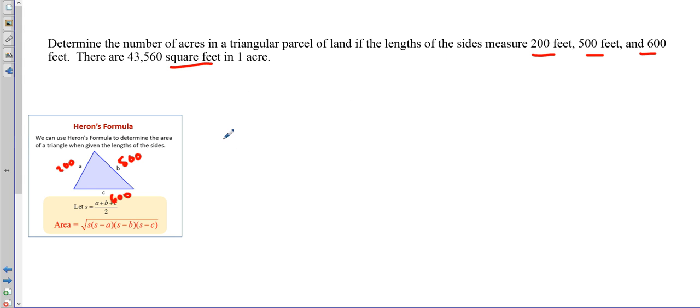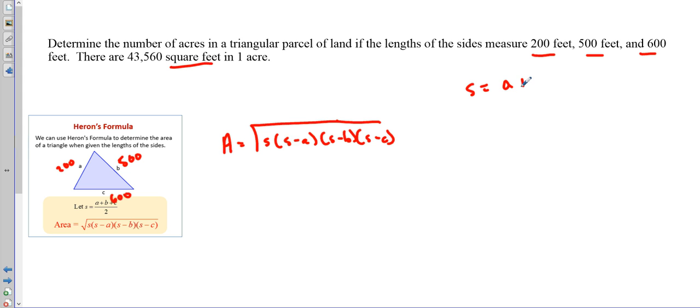And what we can do is we know the area is going to equal the square root of s times s minus a times s minus b times s minus c. And so the question is, what is s? Well, s equals the sum of the sides divided by 2. And so what we're going to do is take 200 plus 500 plus 600 divided by 2. So if you take out your calculators, that will allow us to find what s is going to equal.